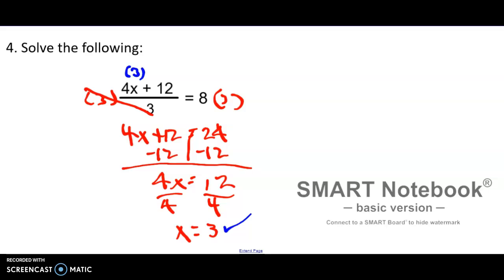So now I bring the 4x down. 24 minus 12 is 12. And then I'm going to divide both sides by 4, and x should be equal to 3. And if you go back into the equation, 4 times 3 is 12. 12 plus 12 is 24. And 24 divided by 3 is 8.